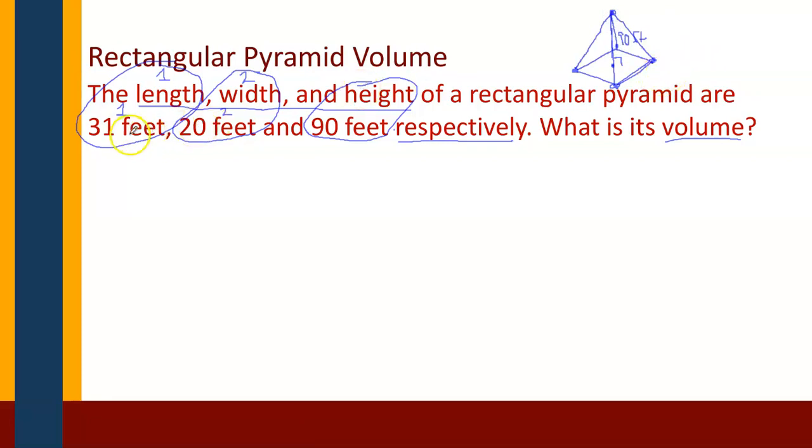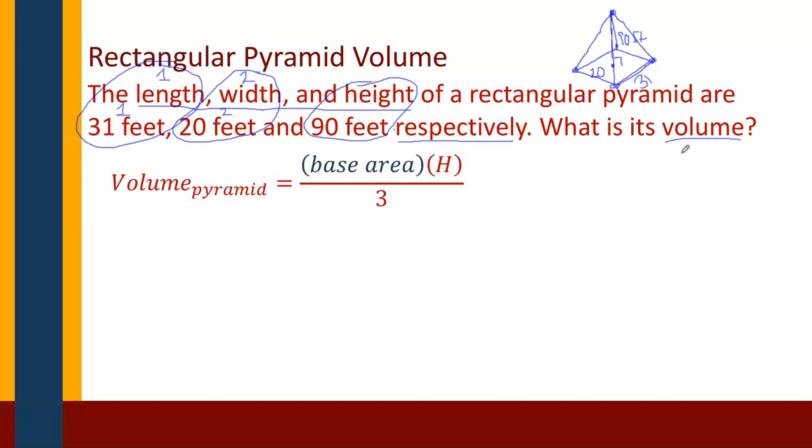Then I'm going to label one of these as 31 feet. That can be my length. And then my width is 20 feet. So this is 20 feet. And now I'm ready to go ahead and fill in the formula.